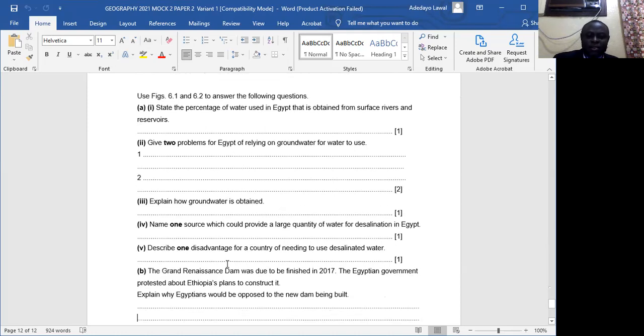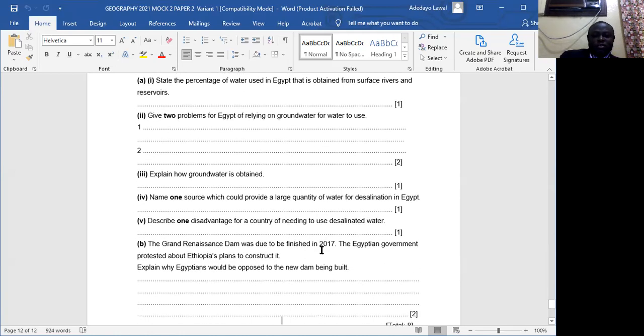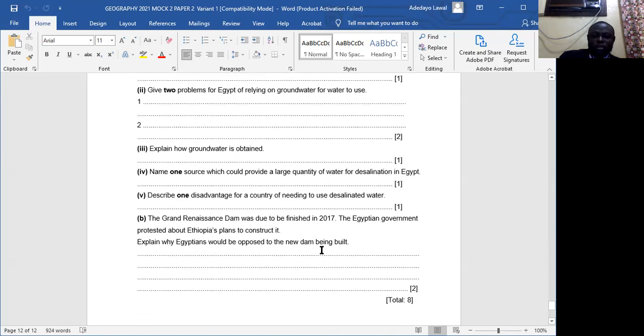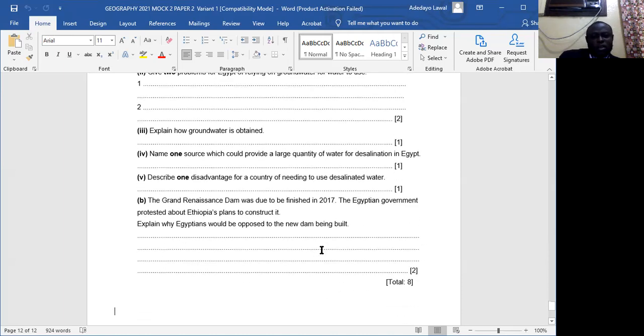So what is the disadvantage for a country needing to use desalinated water? You need to treat it. You need to build a plant to treat it, and that's going to cost money. The Grand Renaissance Dam was due to be finished in 2017. The Egyptian government protested about Ethiopian plan to construct it. Explain why Egyptians will oppose the new dam being built.